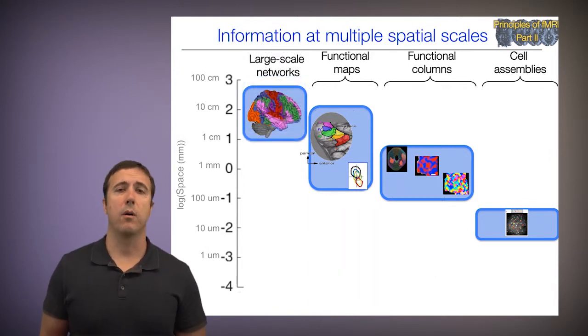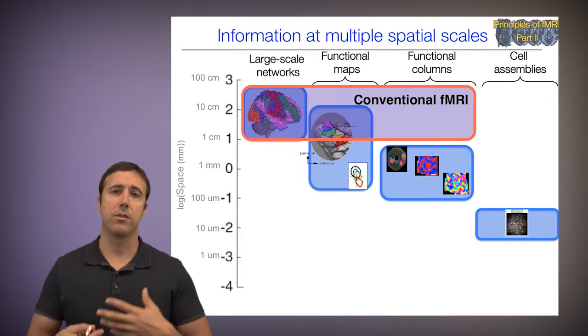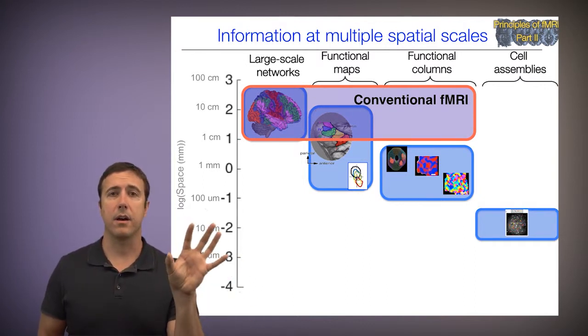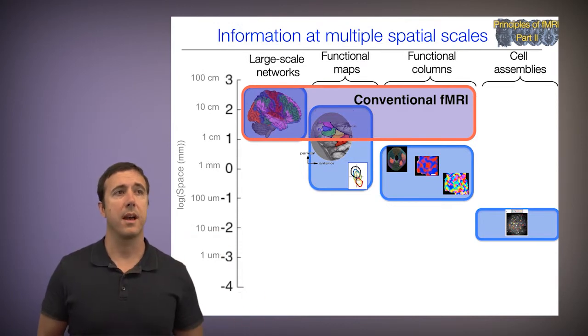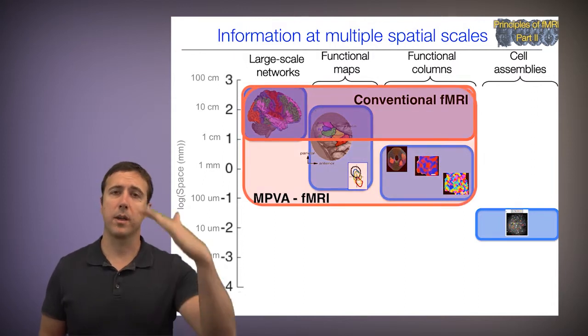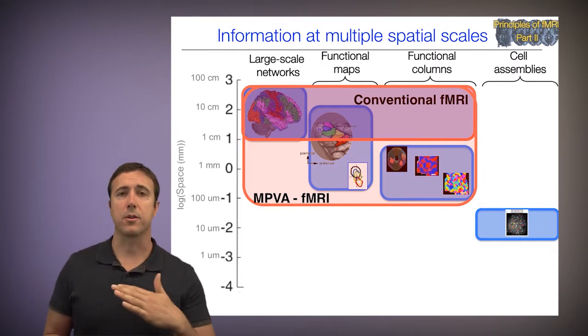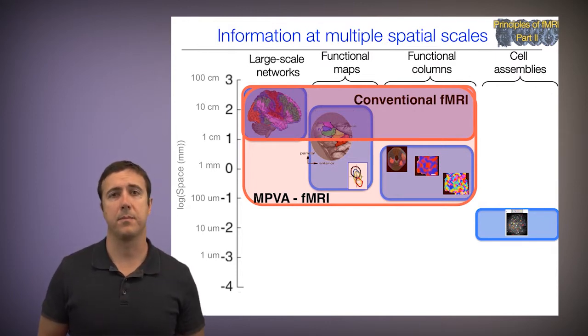So if we think about what standard BOLD fMRI is sensitive to mapping, it's really only the large-scale networks and, to some degree, some of the larger functional maps. But with MVPA, we can push this boundary and extend into these finer-grained maps. We can do this because we're capitalizing on patterns of information.